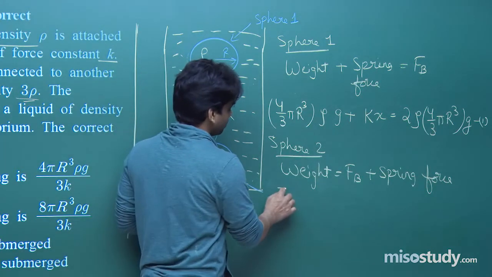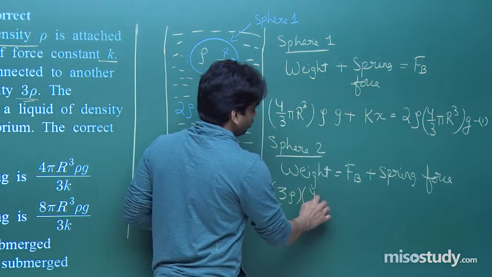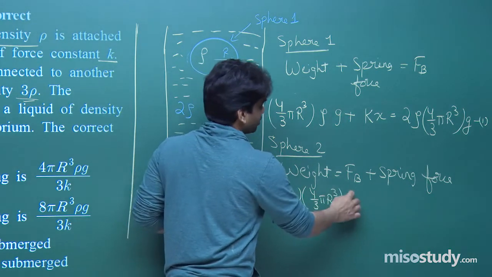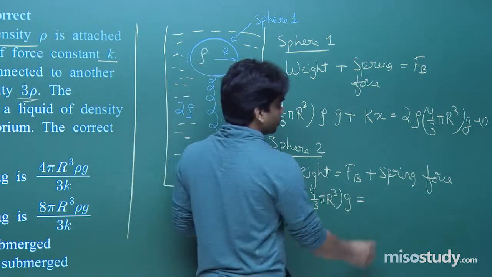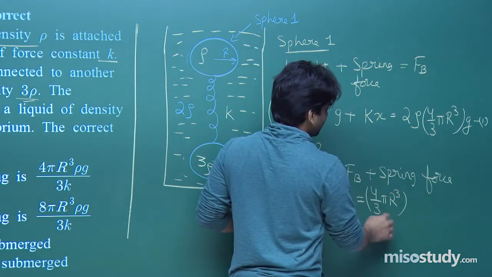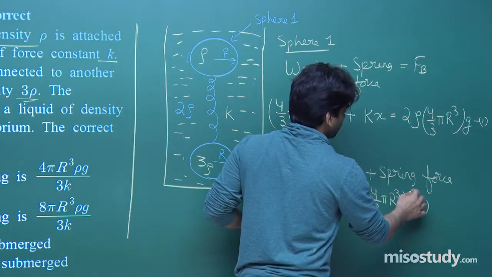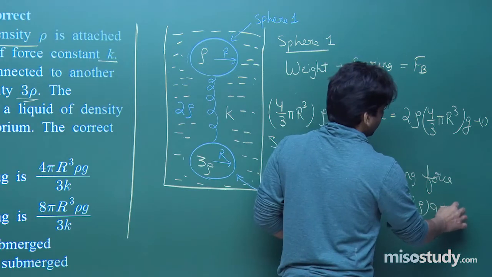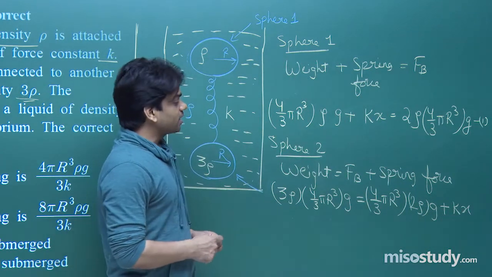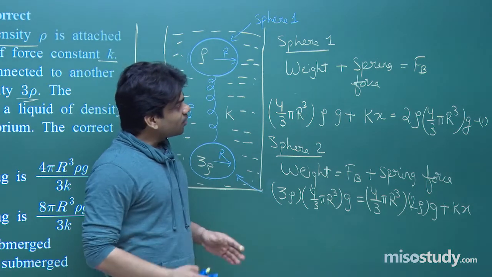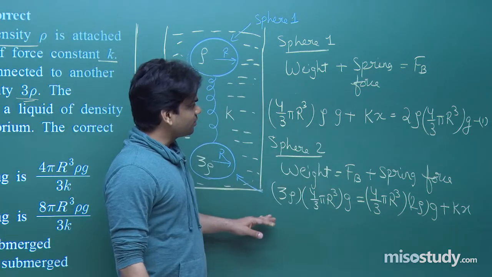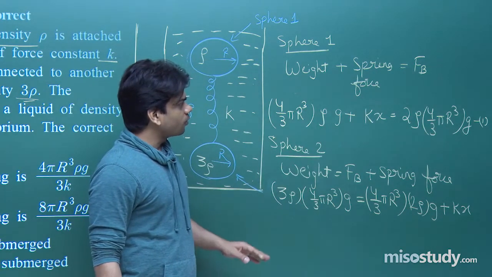Its weight will be 3 rho, its volume 4 by 3 pi r cube. We got volume into density into g, the mass into g, is equal to buoyant force. That will be again volume into density, that is 2 rho multiplied with g, plus spring force, that is kx. This is what we can comment on both the two. Now, you see here which term can be cancelled out and which term will be taken into consideration, and easily then we can comment on the value of x.